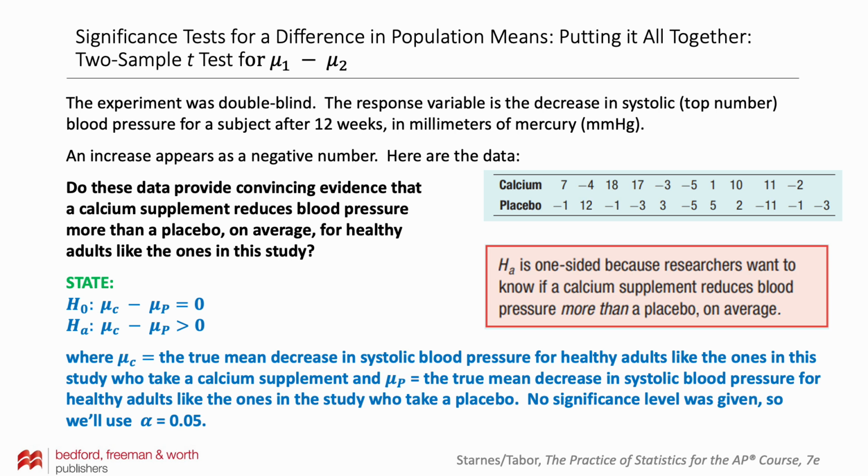Of course, we're going to go ahead and define our parameters. Our mu of C, our calcium, is the true mean decrease in systolic blood pressure for healthy adults like the ones in the study who take a calcium supplement. Mu of P, which is our placebo, is equal to the true mean decrease in systolic blood pressure for healthy adults like the ones in the study who take a placebo. Now, because they didn't state what significance level we're going to use, we're going to state that alpha is 0.05.